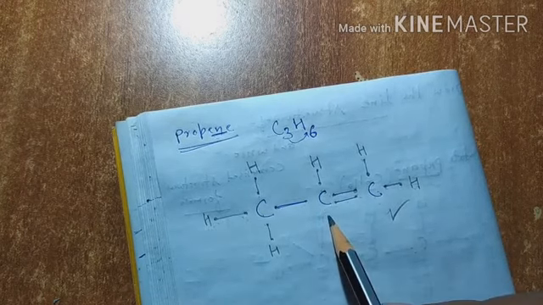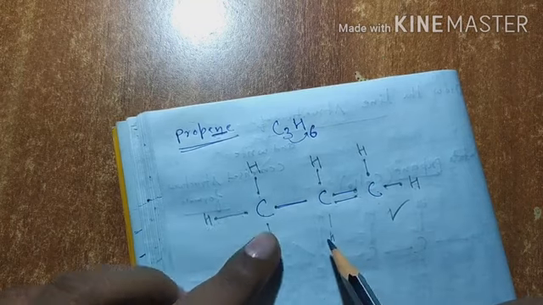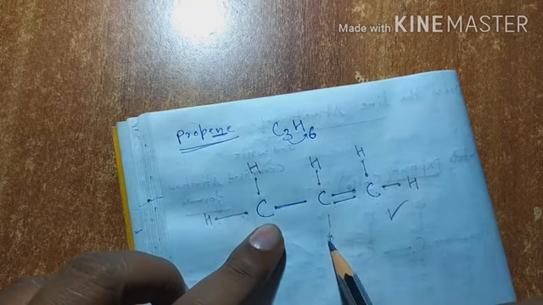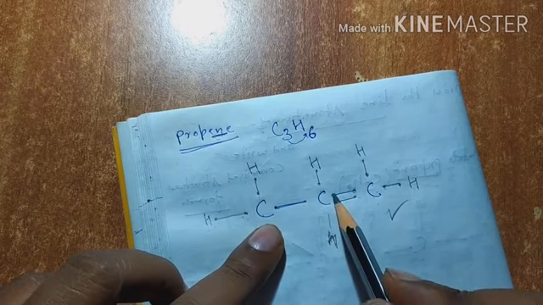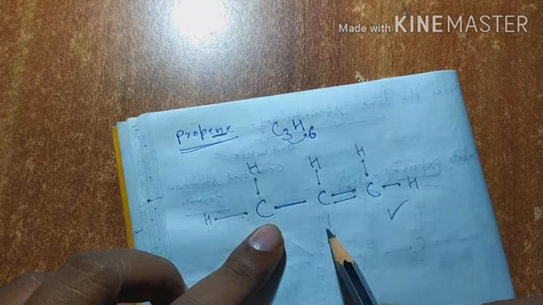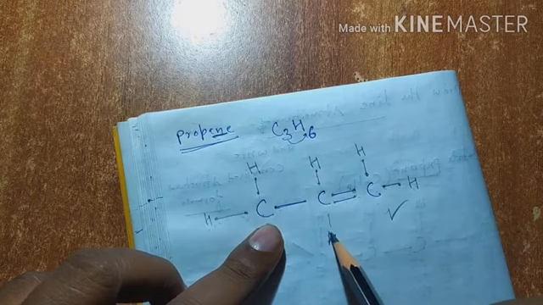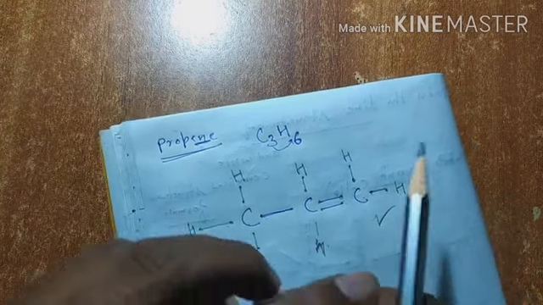Otherwise, if you remove it from here and put hydrogen here, this carbon atom will be unstable. So count 1, 2, 3, 4, 5, 6, 7, 8, 9, 10. So you can't put this hydrogen here. Okay.